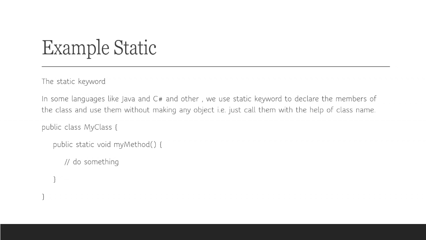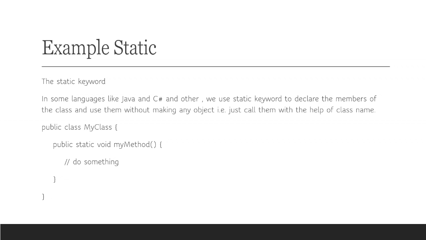So as we discussed, static is not working in Kotlin. Besides that, sometimes we use the static keyword to declare the members of the class and use them without making an object. That means it's static for the complete project, and you can call that.